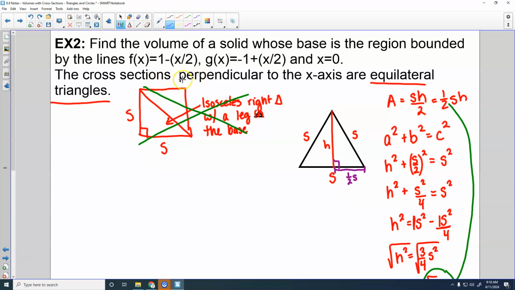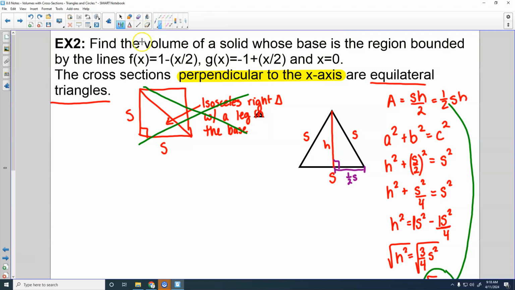Cross sections perpendicular to the x. They didn't try to trick us here. They said perpendicular to the x. So we're in terms of x, which is good because our equations are in terms of x. We're not going to have to do anything crazy here, like solving for y. What types of equations are those?